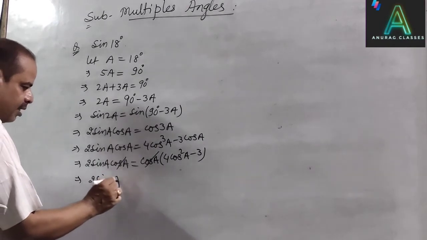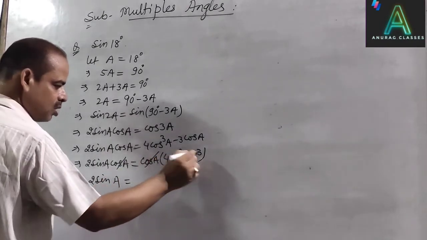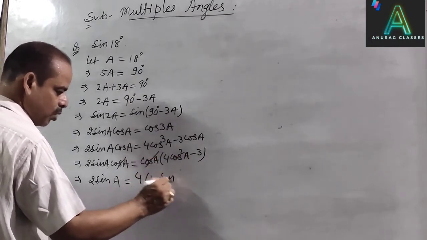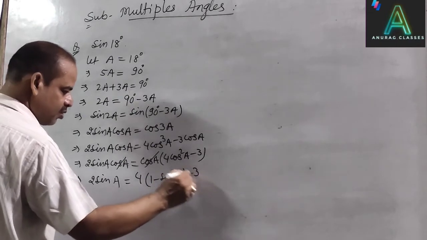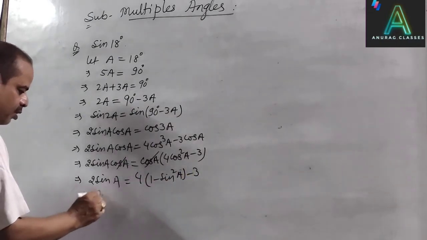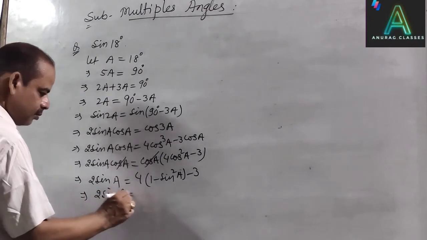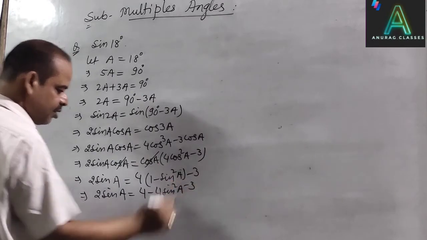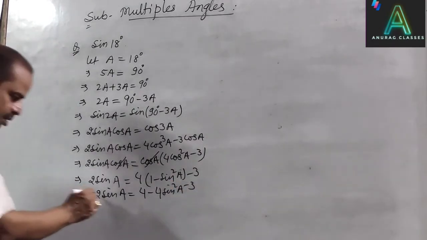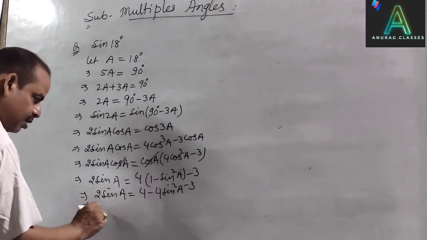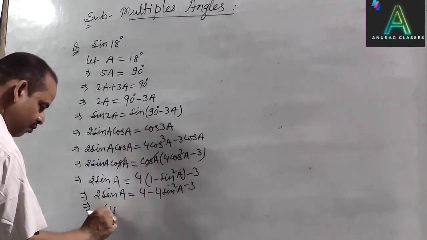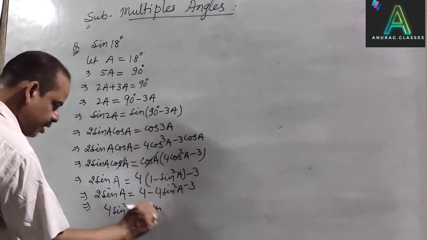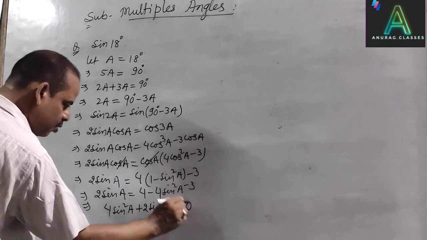So 2 sin A is equal to 4 cos square A minus 3. Writing 1 minus sin square A for cos square A, it will be 2 sin A equals 4 minus 4 sin square A minus 3. Students, this relation can be reduced to a quadratic equation: 4 sin square A plus 2 sin A minus 1 is equal to 0.